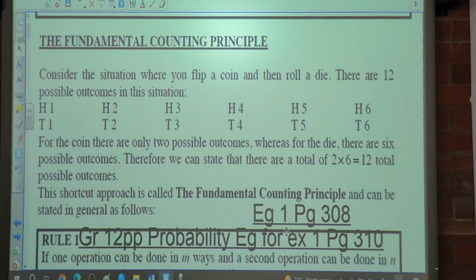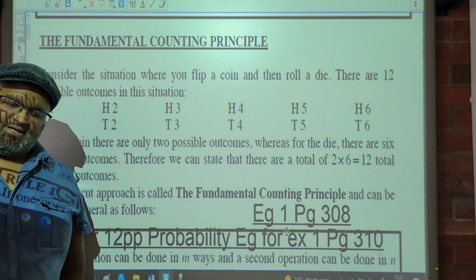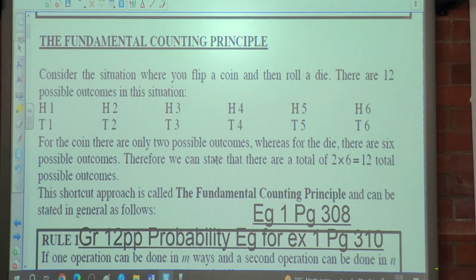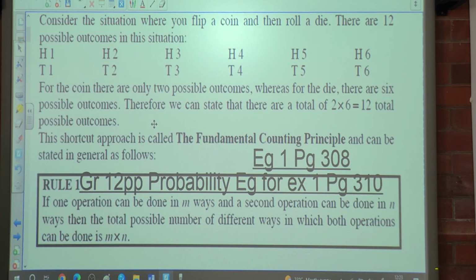Okay, it's worth 15 marks in total out of paper 1. Okay, so it's 10%. Okay, that 15 marks is basically split between the grade 11 and 12 probability.